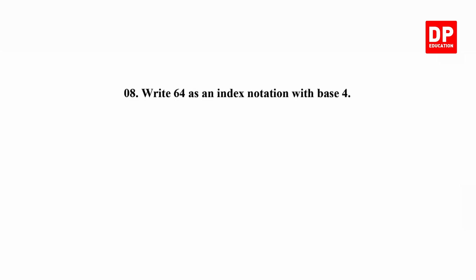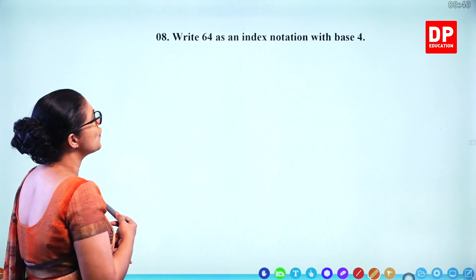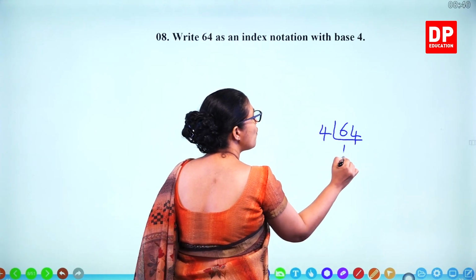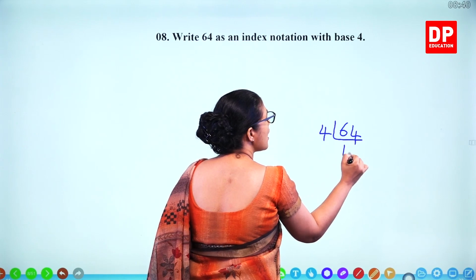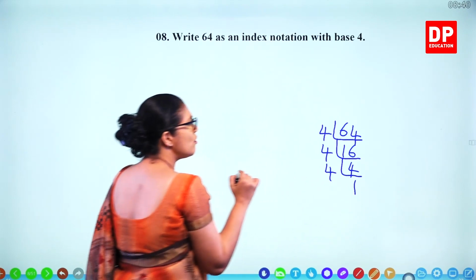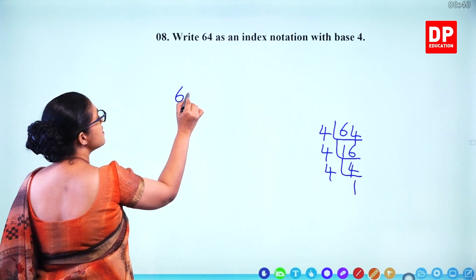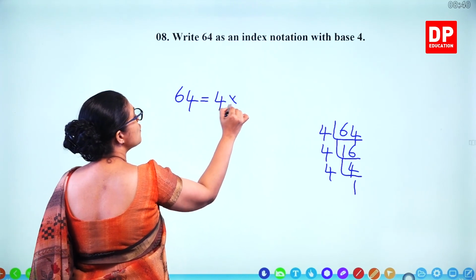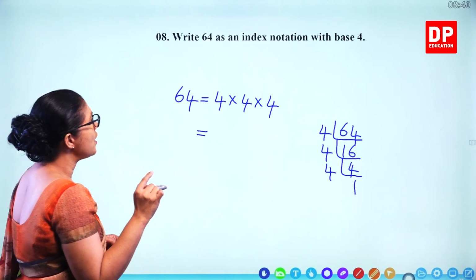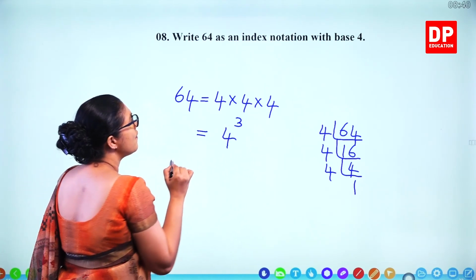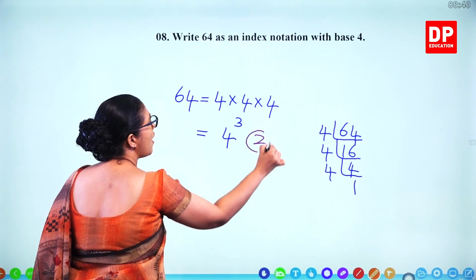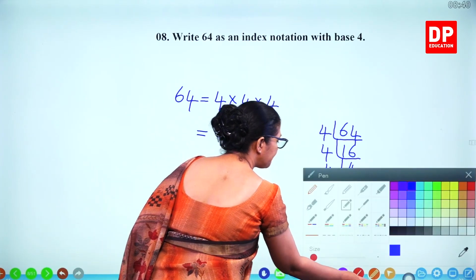Question number 8. Write 64 as an index notation with base 4. So that means you have to divide by 4 and see. When you divide by 4, you get 16. Divide by 4 again, you get 4. Divide by 4 again, you get 1. So you can write 64 as 4 times 4 times 4. How can you write in index notation? 4, 3 times. 4 to the power 3. For each question in part 1, you get 2 marks.